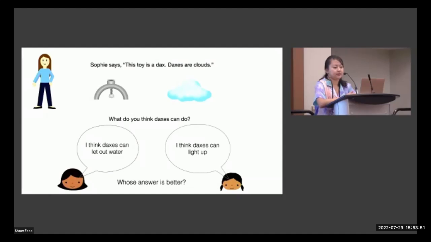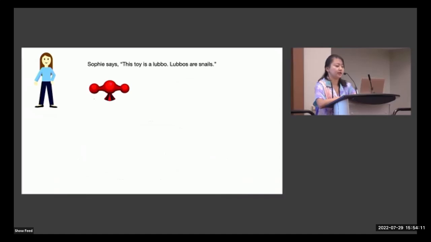Whose answer is better? If you think DAXes are like clouds, then you might think that DAXes let out water. Half the participants got this, and half got another metaphor where they heard DAXes are suns. If you think DAXes are suns, then you might make the opposite inference, which is that DAXes can light up. I'll show you a couple more trials.